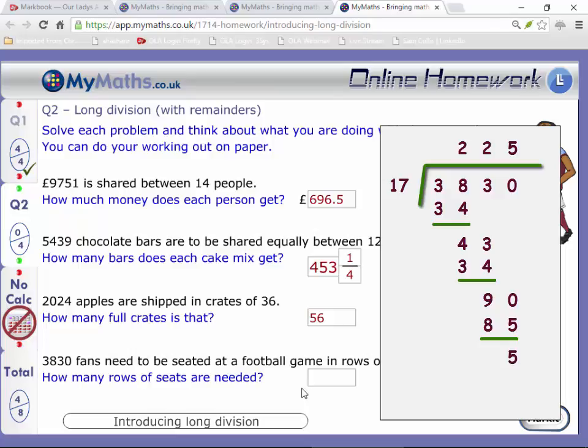So we need 225 rows that would be completely filled, but we've got 5 fans left over, so we need 1 extra row, so it's not going to be 225, it's going to be 226.